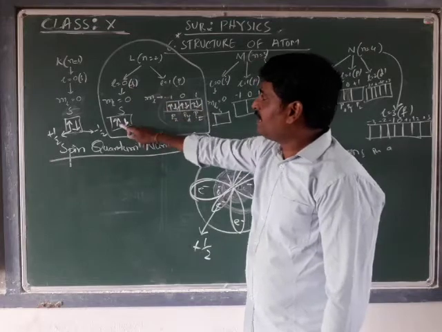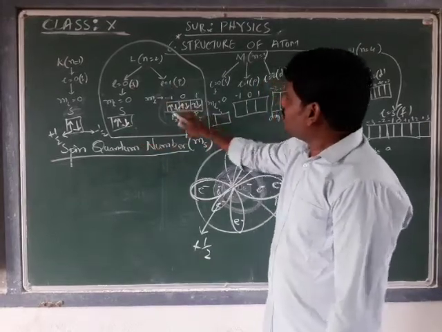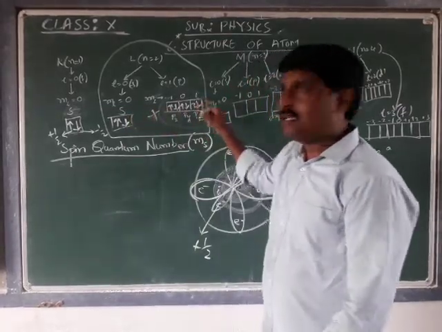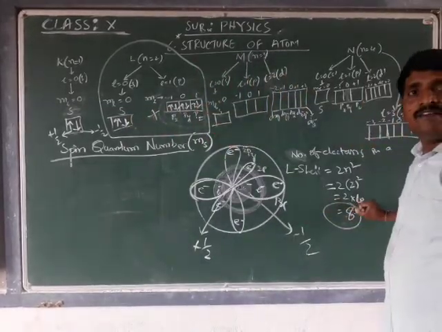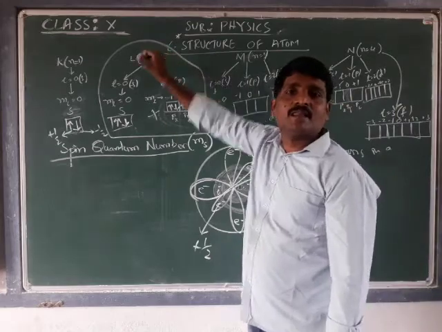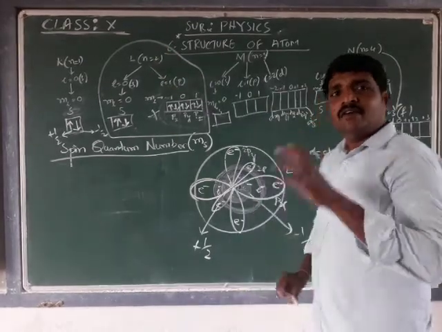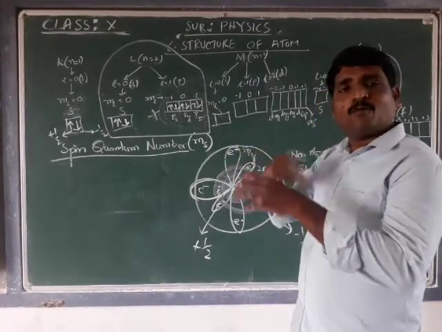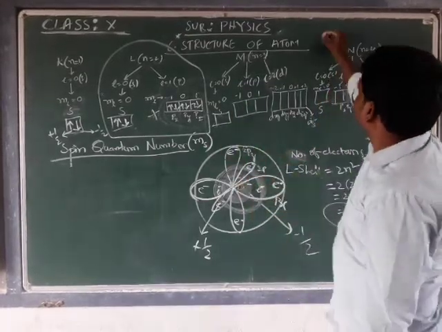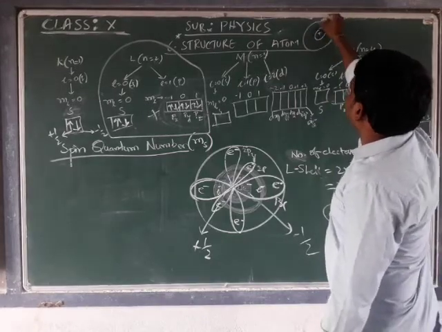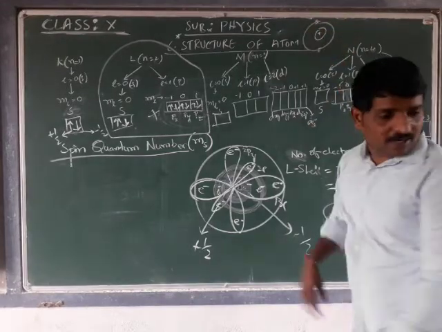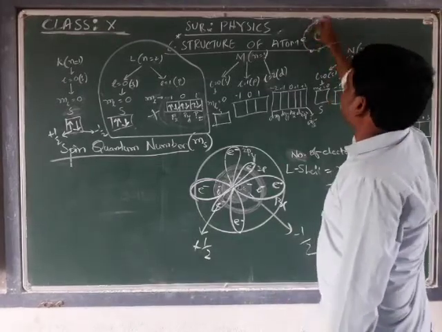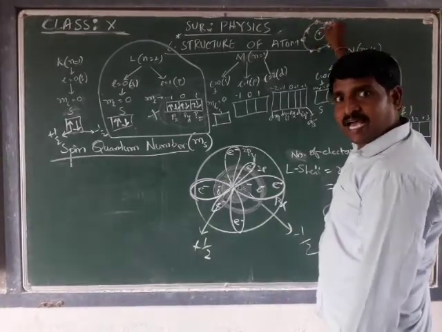In the s subshell I can fill 2 electrons. In the p subshell I can fill 6 electrons. That is 2 plus 6, 8 electrons, which is handled by the L shell. Are you able to follow? As per Bohr, we keep 8 electrons in the Bohr atomic structure. This is the K shell and this is the L shell. The L shell contains 8 electrons: 1, 2, 3, 4, 5, 6, 7, 8. That is the direct representation as per Bohr.